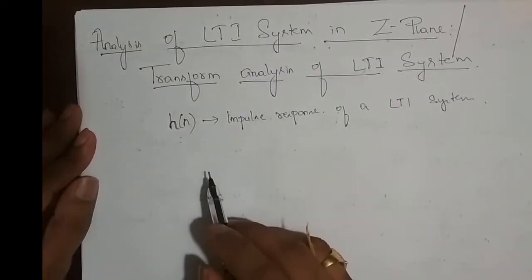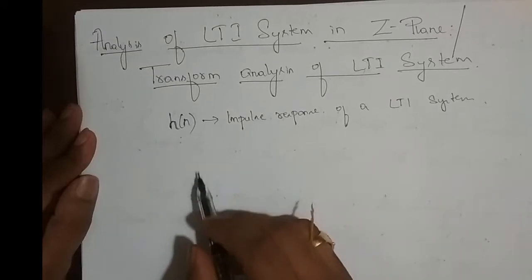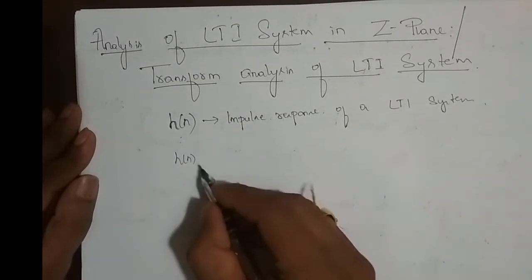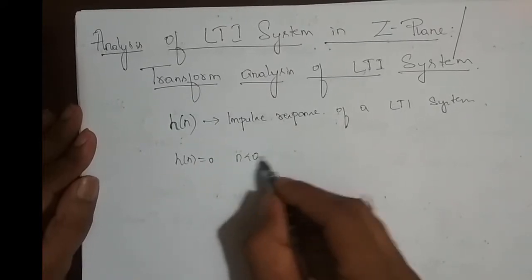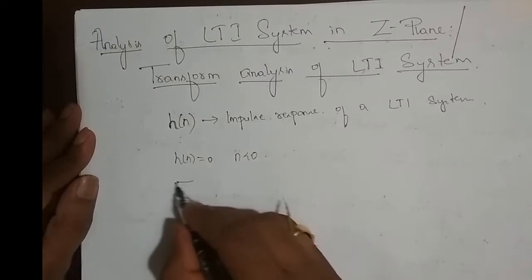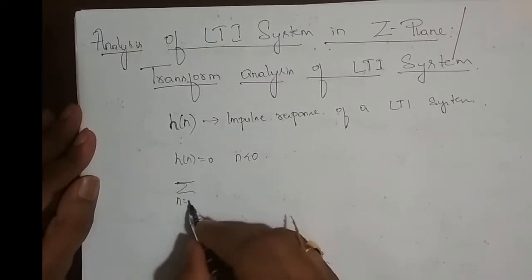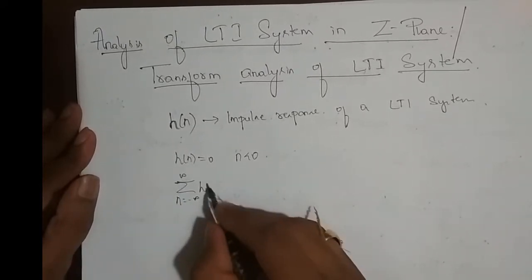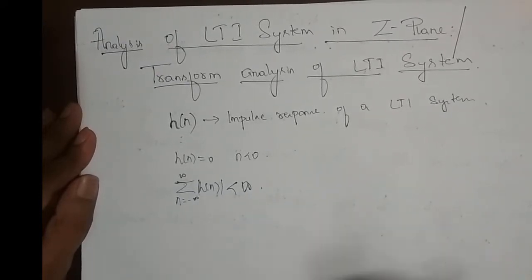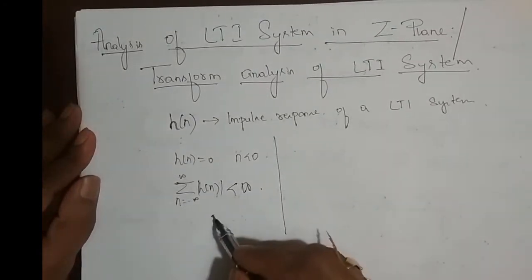How did we check for causality in time domain? Actually, what was the condition for a system to be causal? It's h of n, impulse response should be 0 for n less than 0, right? If this condition satisfies, then the system is causal. What about stability? Stability is nothing but its impulse response, summation n varying from minus infinity to infinity, h of n should be absolutely summable. When you sum it up, it should be less than infinity. So this is the analysis we did in time domain.